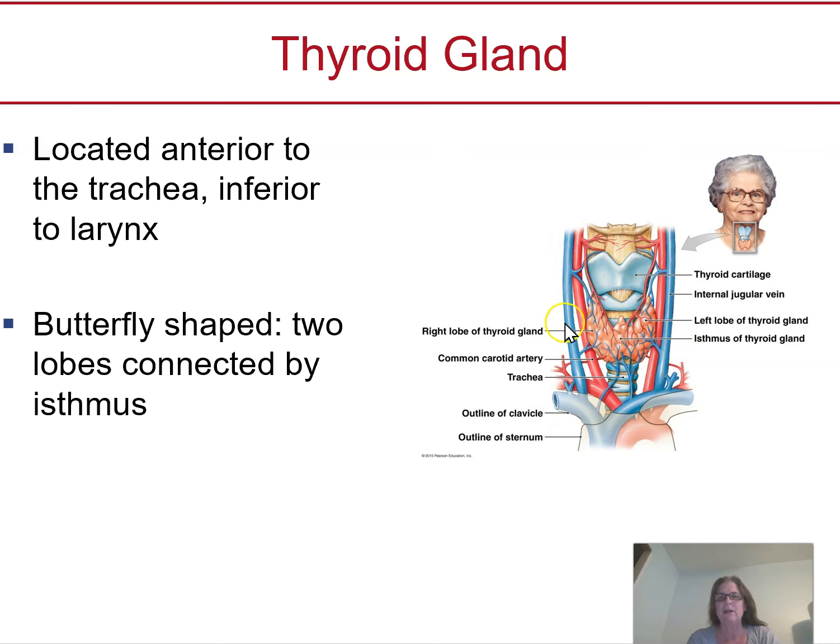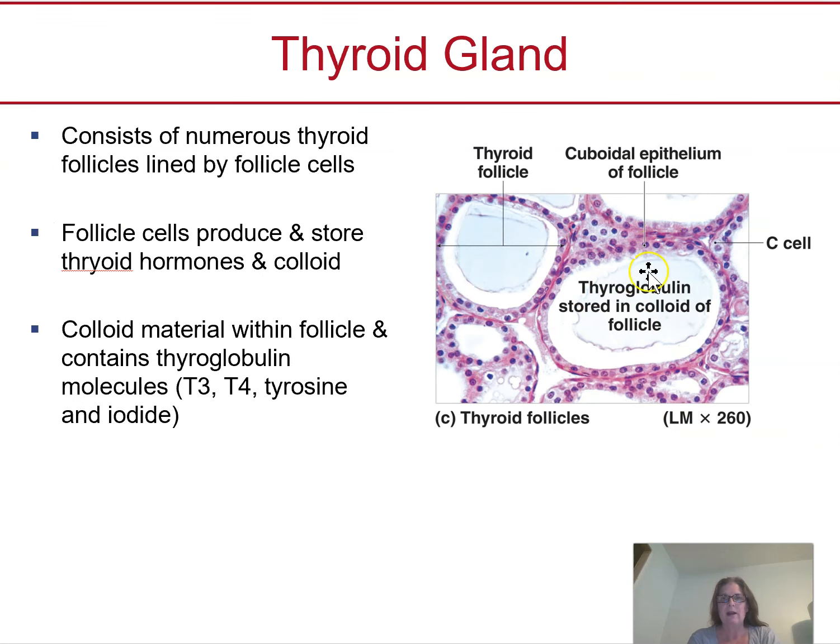It's kind of a butterfly-shaped gland. It has two sides, and these two lobes are connected by this thing in the middle called the isthmus. Now, if we look at the thyroid gland, it's made up of follicles. If you look at a microscope, a histology view, you see lots of these round structures called thyroid follicles.